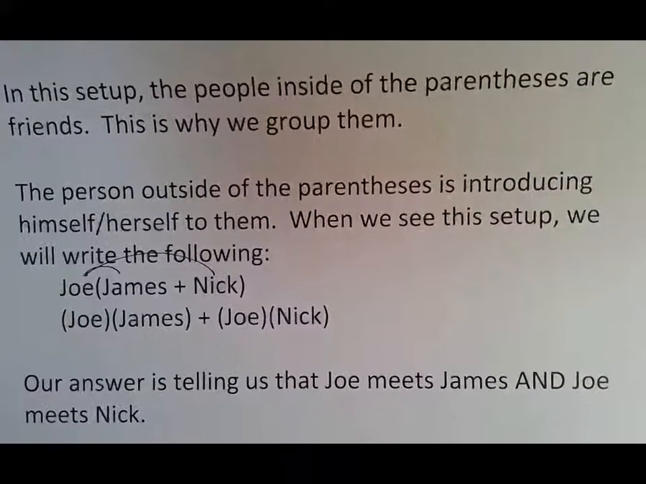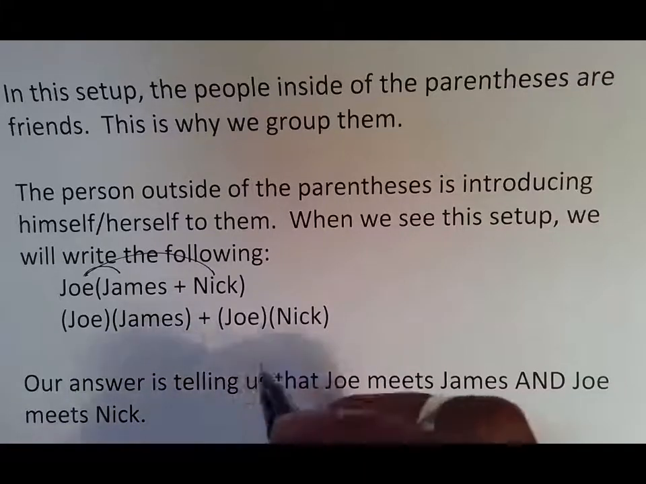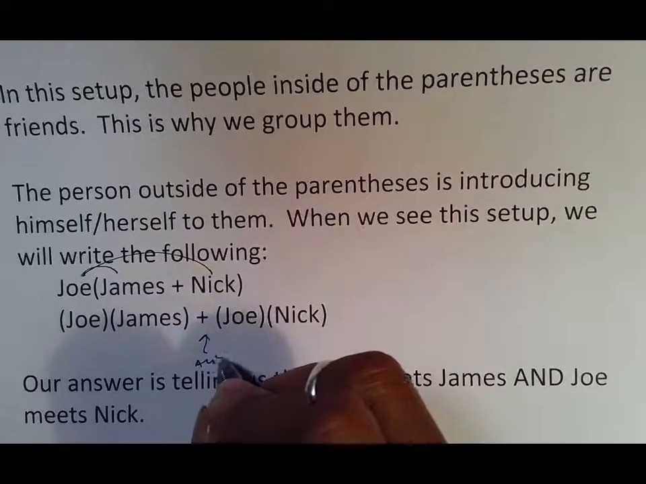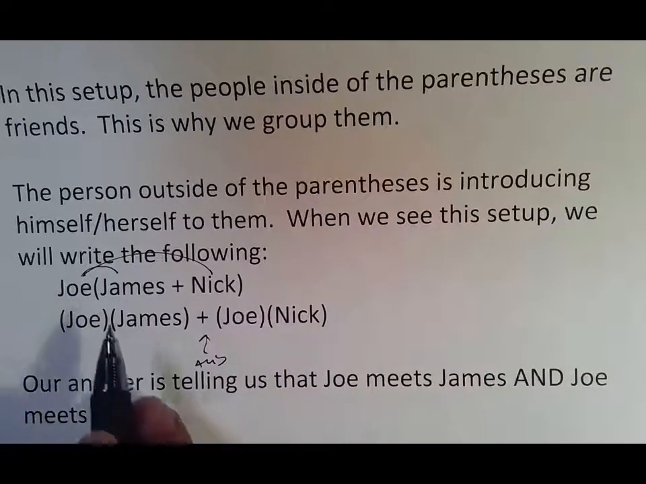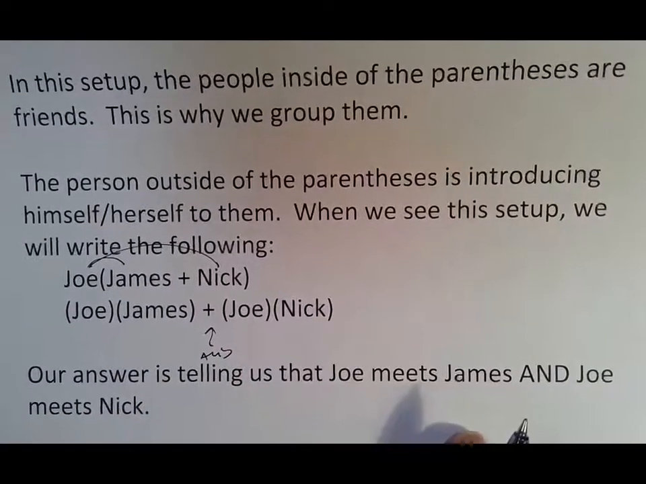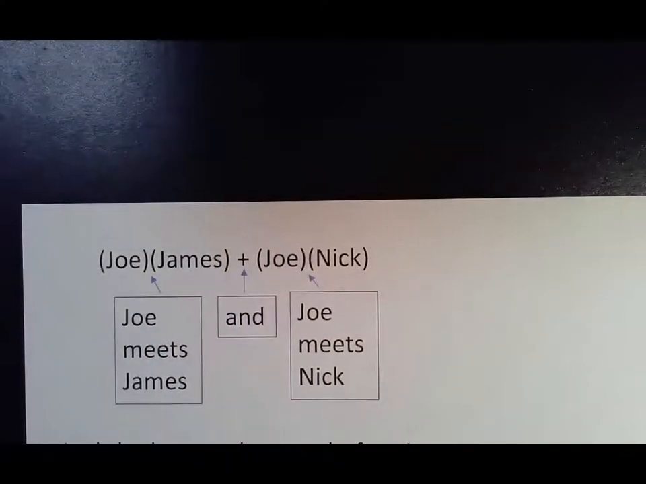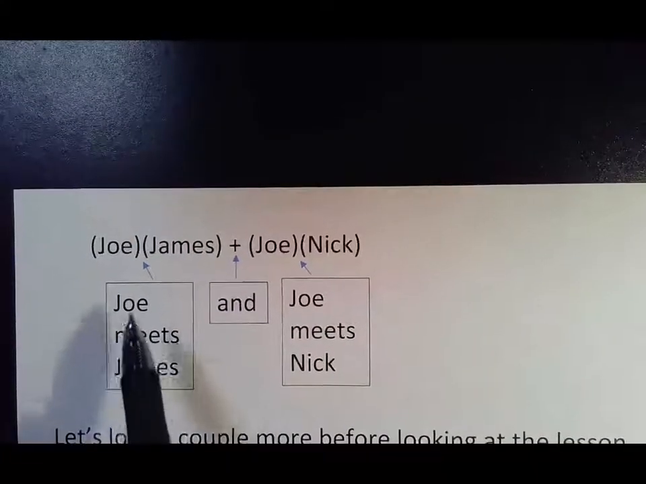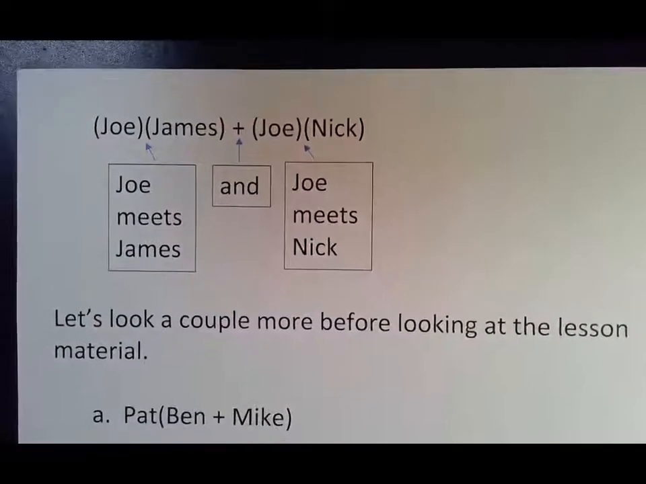So our answer is just telling us that Joe meets James. So they're right next to each other. That's how they're connected. And, which again is your plus, Joe meets Nick. So Joe would meet James. Joe would meet Nick. Why would James not meet Nick? Because James and Nick already know each other. So that's, again, the common sense part of what we're looking at. So this means Joe meets James and Joe meets Nick. Just make sure you've got that down.